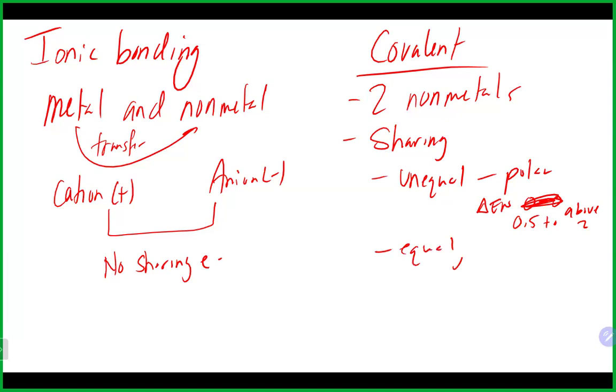They also can have equal sharing of electrons. If you get a difference in electronegativity from 0 to 0.4, that is considered a non-polar covalent bond, with equal sharing of electrons. You can think of it as essentially a neutral bond. There is no positive side or negative side to that bond. It's neutral in that sense.